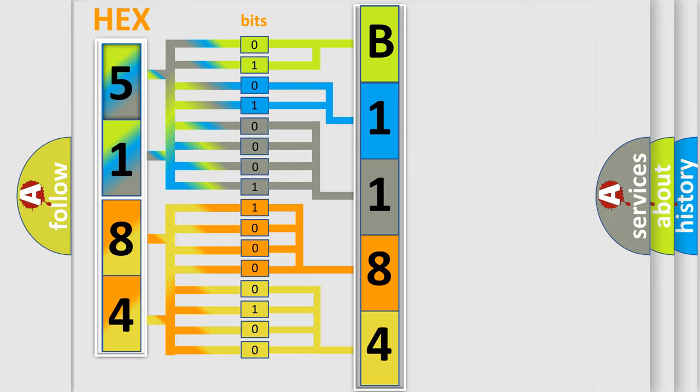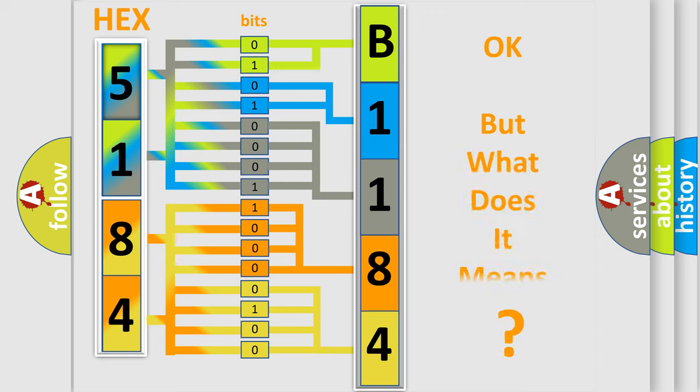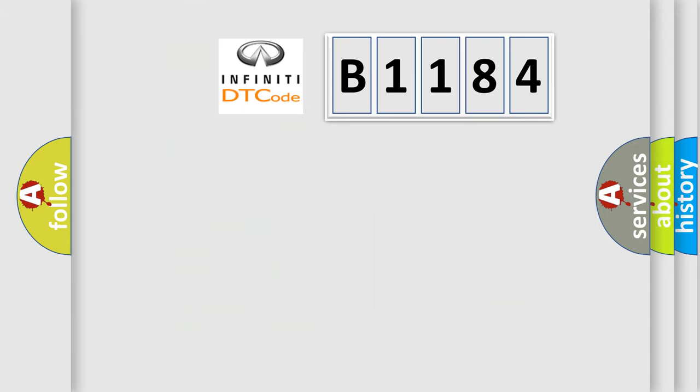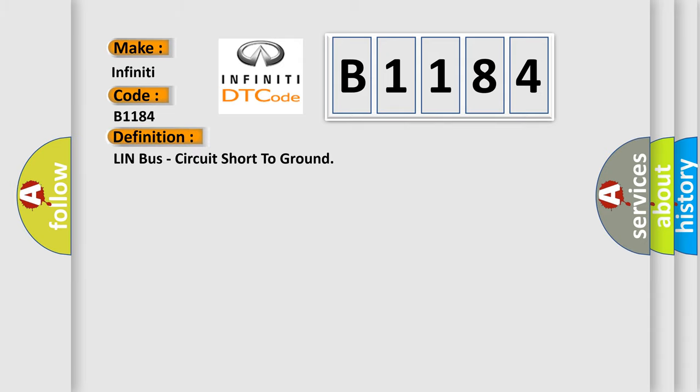We now know in what way the diagnostic tool translates the received information into a more comprehensible format. The number itself does not make sense to us if we cannot assign information about it to what it actually expresses. So, what does the Diagnostic Trouble Code B1184 interpret specifically for Infiniti car manufacturers? The basic definition is LIN bus, circuit short to ground.